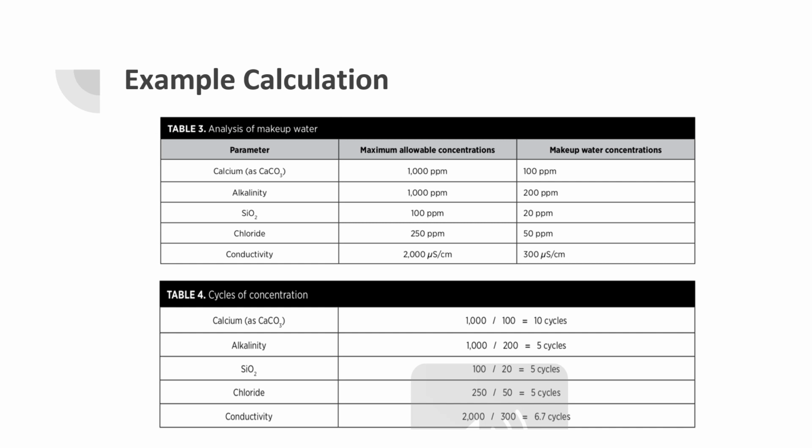For example, alkalinity has a maximum allowable concentration of 1,000 parts per million, but a makeup water concentration of 200 parts per million. This yields a value of 5 cycles between blowdowns. The minimum number of cycles from this analysis becomes the maximum number of cycles between blowdowns. So in this case, the maximum number of cycles between blowdowns is 5 cycles.